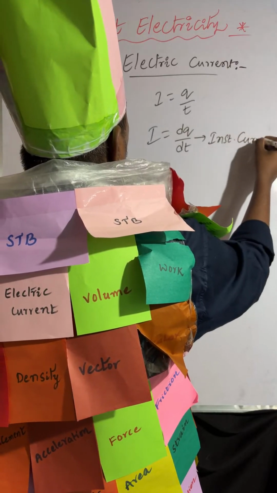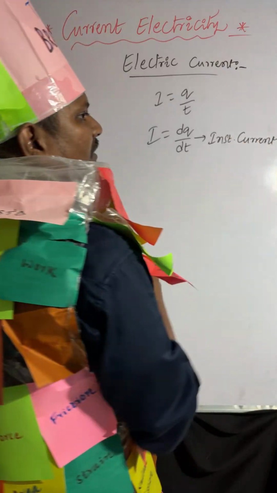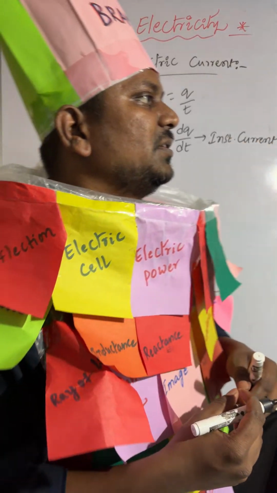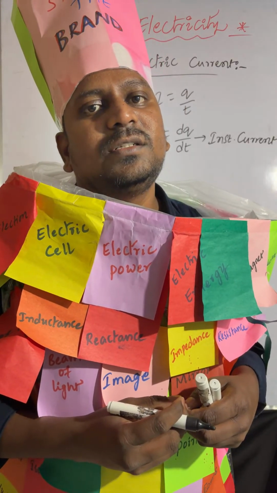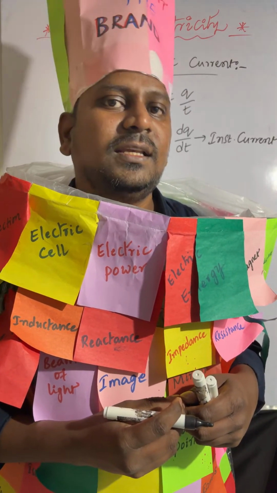Instantaneous current is the current at a particular instant. I equal to dQ by dt.